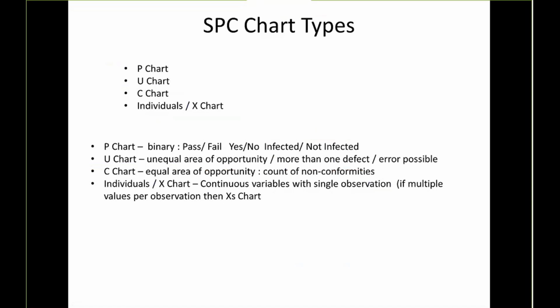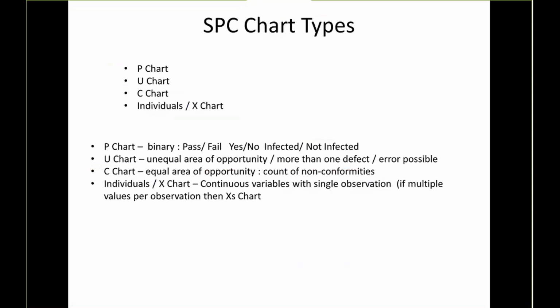So as mentioned, there are various types. The 4 charts we tend to use most often in healthcare: the P chart, the U chart, the C chart, and individuals. The P chart is simply when you're plotting something that either passes or fails, alive or dead, infected or not, and that tends to be for percentages.